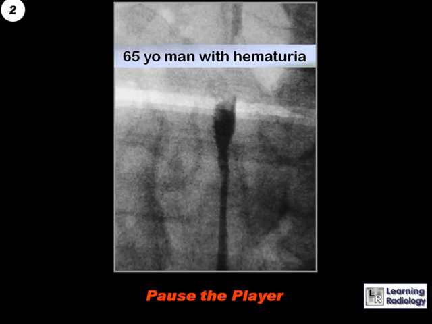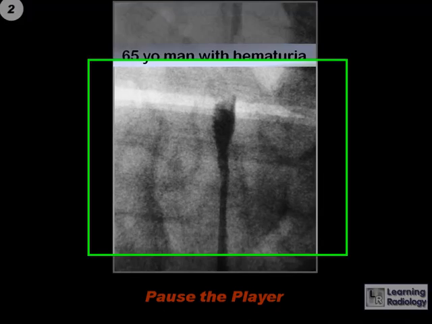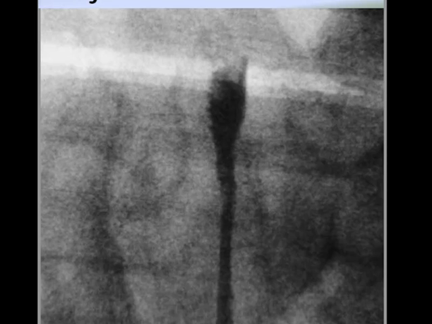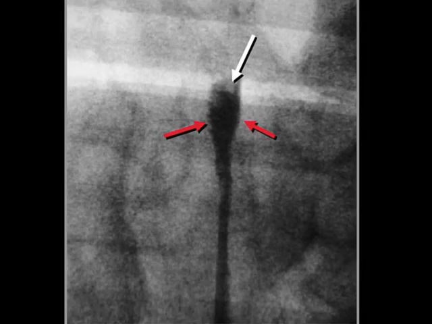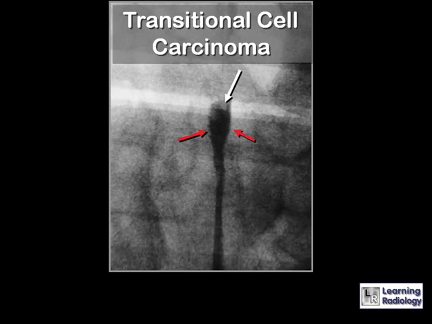This is your second case. It's a retrograde pyelogram on a 65-year-old man with hematuria. Pause your computer or MP3 player. There is a concave filling defect shown by the white arrow on the leading edge of the contrast in the ureter, and you'll notice that there is dilatation of the ureter distal to the point of the filling defect. This is a transitional cell carcinoma of the ureter.